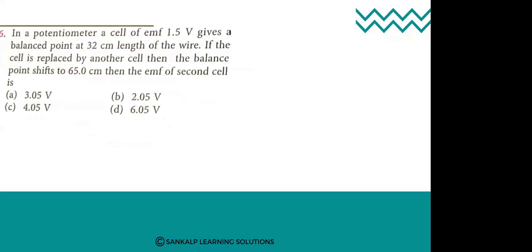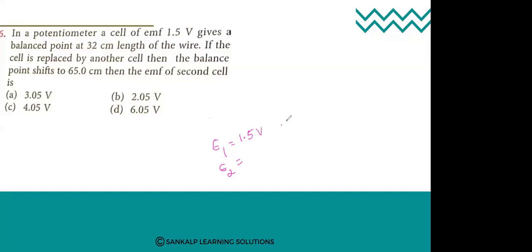In a potentiometer, a cell of EMF 1.5 volt gives a balanced point at 32 centimeter. Yes, if you have done the potentiometer experiments, then you will understand. Otherwise, it will be a little complicated. So in the potentiometer, what happens? We will have two voltage sources or batteries. So we will have E1 and E2, one more battery will be there. For the first cell, the EMF is given as 1.5 volt.